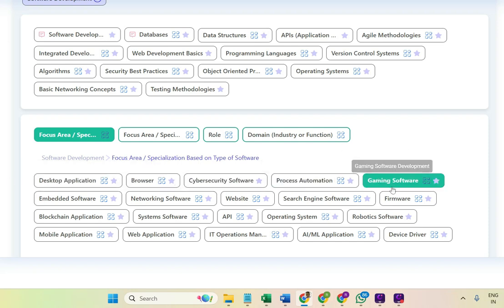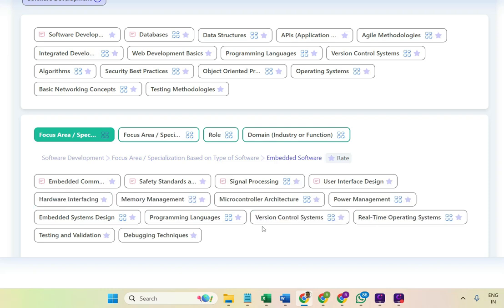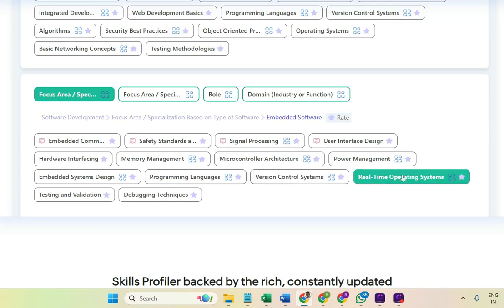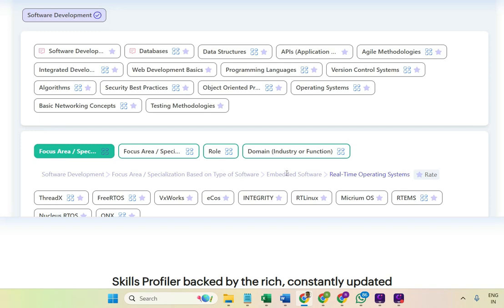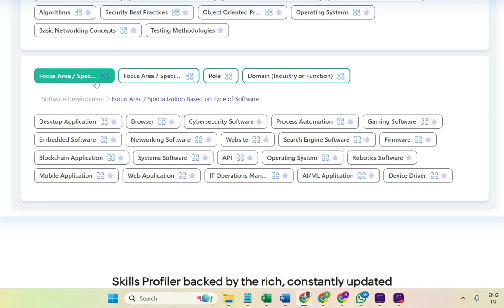So these are different types of software one could be doing work in or is expected to play a particular role in. And then here again, the skills drill down to the specific skills required for that particular area. For example, here we're talking about embedded software, and these skills relate to embedded software. Like before, we could also go into different levels, right? So it could be, let's say, real-time operating systems. So here we have seen the specialization based on the type of software.